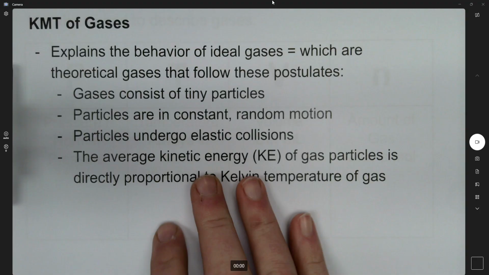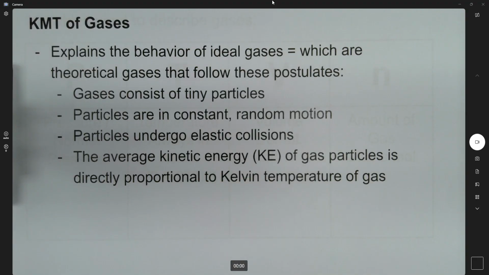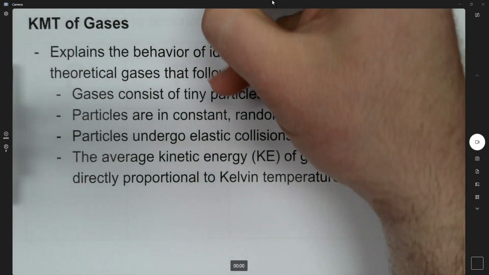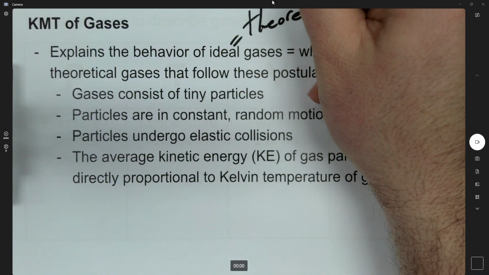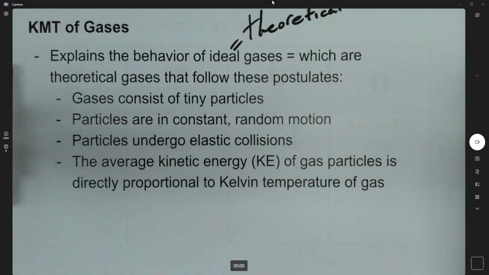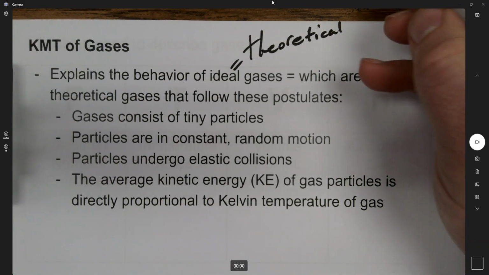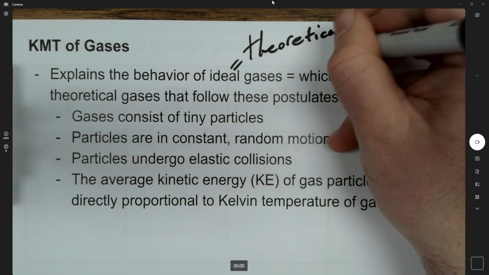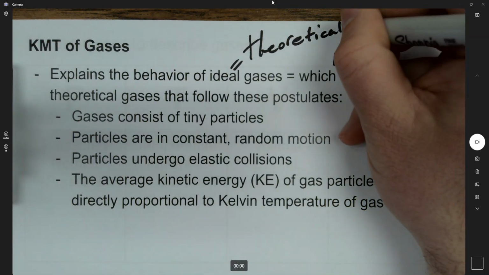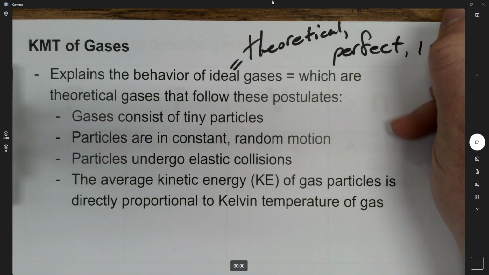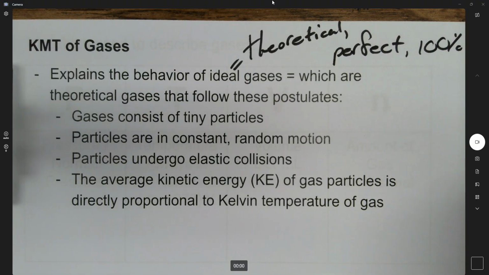Kinetic molecular theory of gases helps us explain the behavior of our ideal gases. An ideal gas is our theoretical gas. It is our perfect gas. It is our 100% reaction gas.